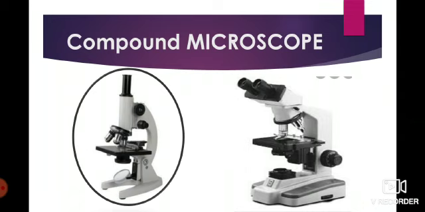So I hope all of you have already seen the compound microscope. It contains one narrow tube and two types of lens. At one end of the narrow tube we place the object which we want to magnify, and that is known as the objective lens, and at the other end of the narrow tube we place our eye to see the image, that is known as eye lens or eyepiece.